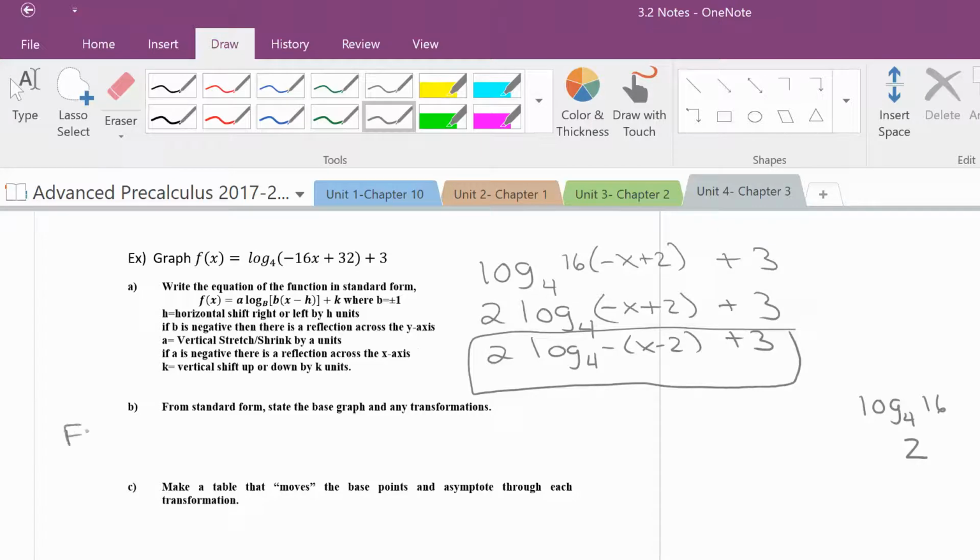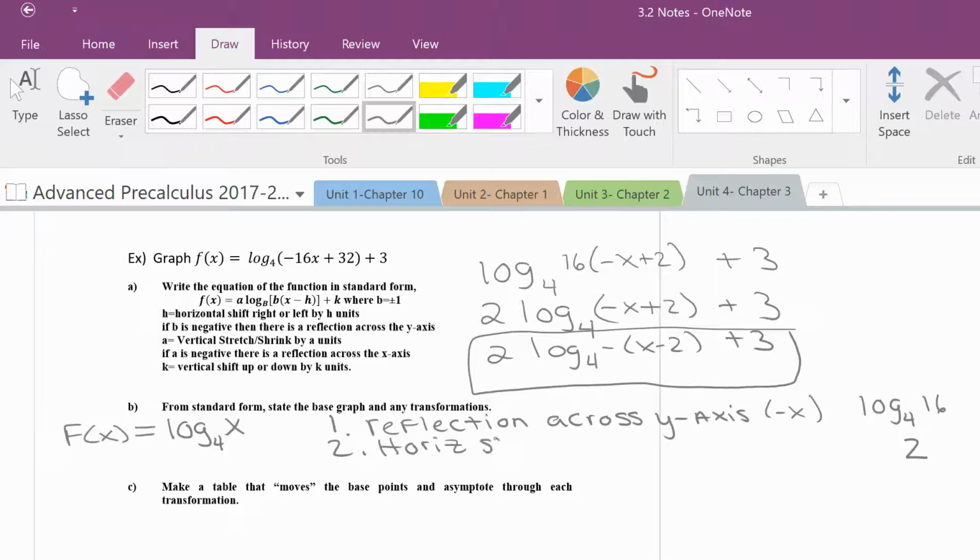So the standard base function here, well, the base is 4, so it's log base 4 of x. The transformations, well, remember we start horizontal, so we start inside, and since there's a negative, that means there's a reflection across the y-axis, which means that's -x. Then, because it's -2, we're going horizontally to the right 2, horizontal shift, right 2, so that's x plus 2.